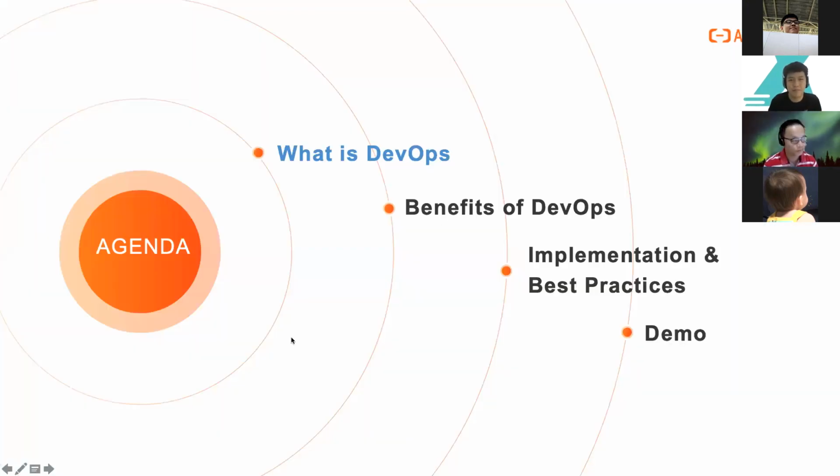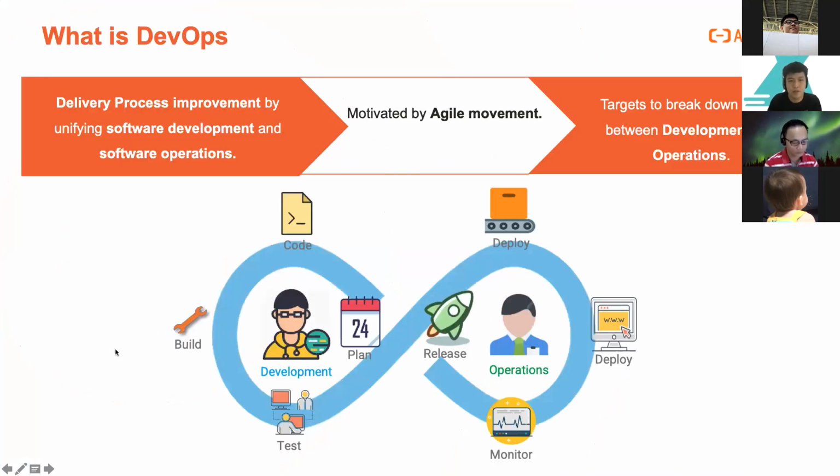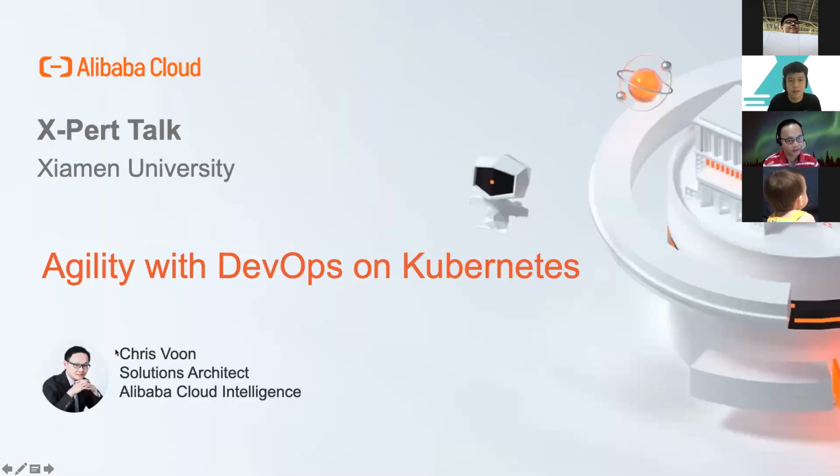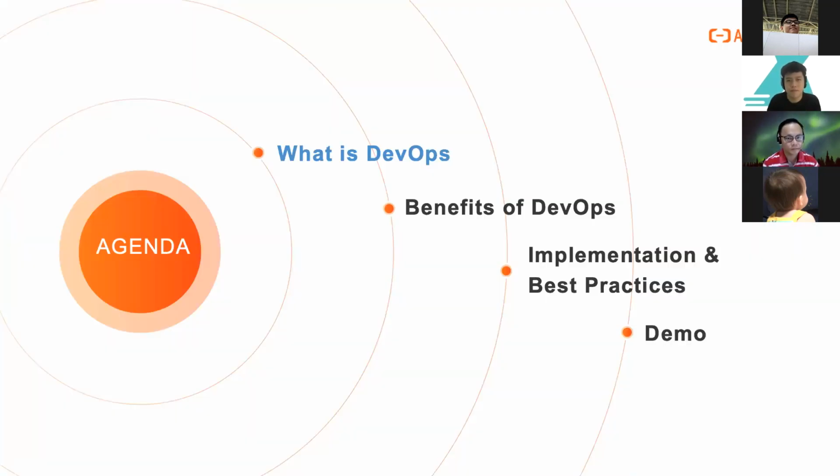So today's topic is really on Kubernetes and DevOps, and why the need of it. We'll talk a bit about what DevOps is and the benefits, what some of the best practices are, and what some of the tools commonly used inside DevOps are. And in the end, I'll be sharing a demo of how this is done using Alibaba Cloud.